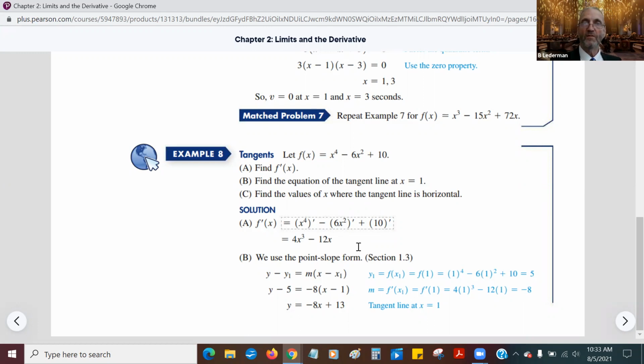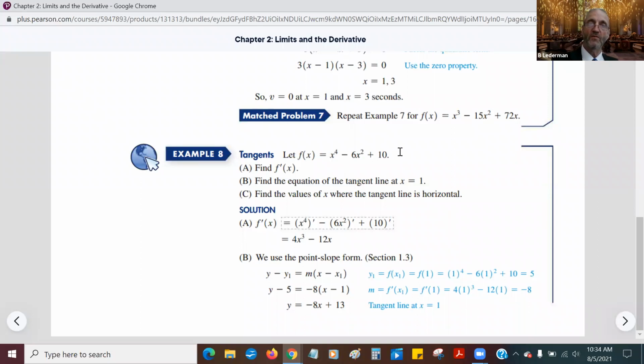Now, we want to find the equation of the tangent. So I'm going to use point slope. But first, I got to find the point. I got to find the slope. Well, to find the slope, I'm going to take 1 and plug it into this derivative formula. To find the actual point, I'm going to take 1 and plug it into the original function. That's going to give me the x value and the y value.